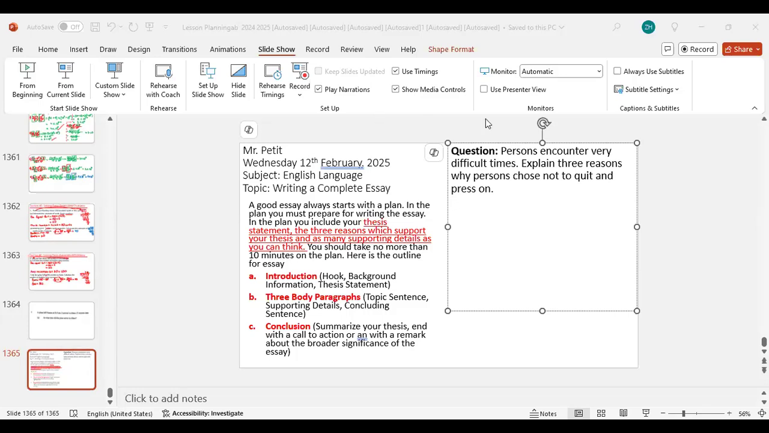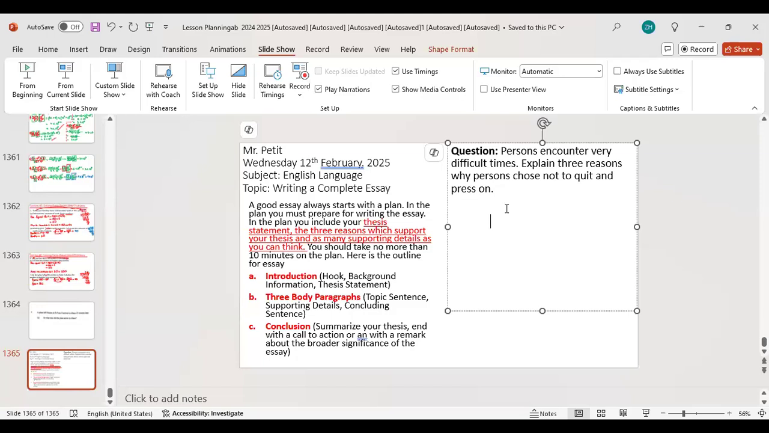Finish it off. Let me read it first. The person encounters very difficult times. Explain reasons why people choose not to quit and press on. Okay. I say, have you ever felt like giving up? Well, it is okay to feel that way. However, I feel like I could add on what she's saying, maybe. Yeah, teamwork makes the dream work. She said, have you ever felt like giving up?